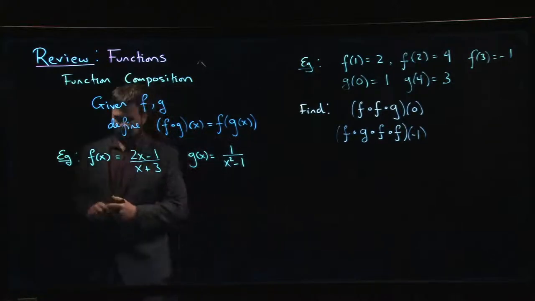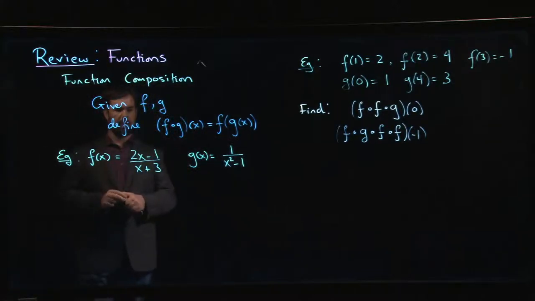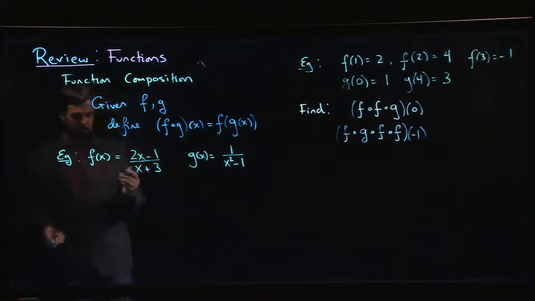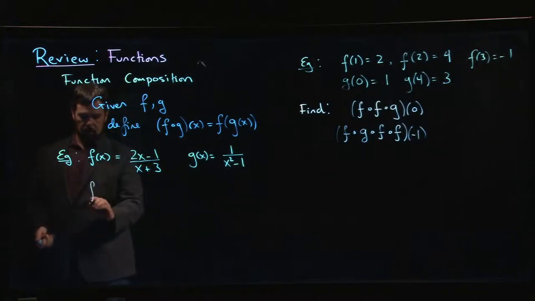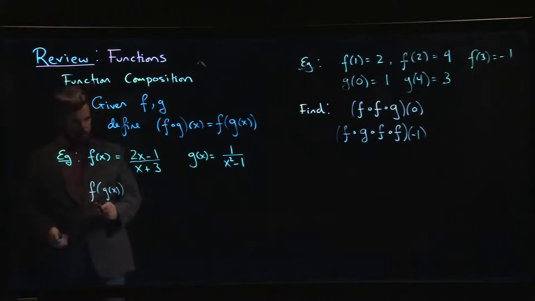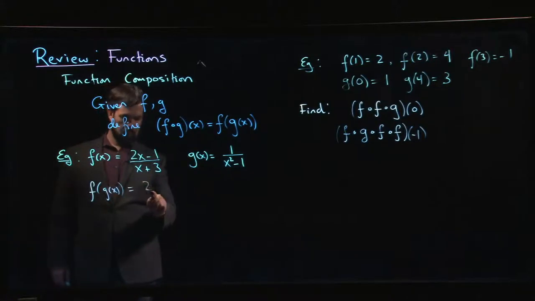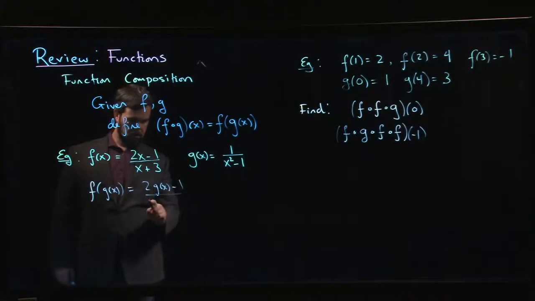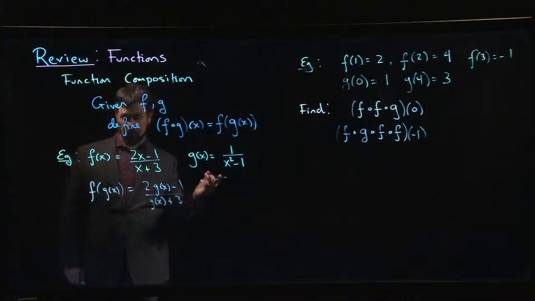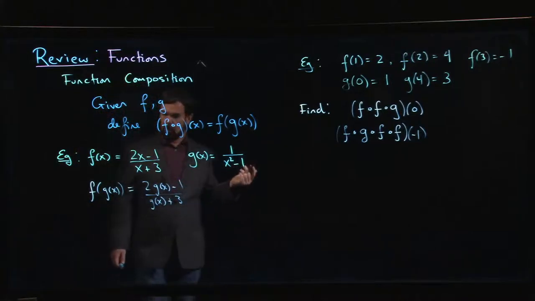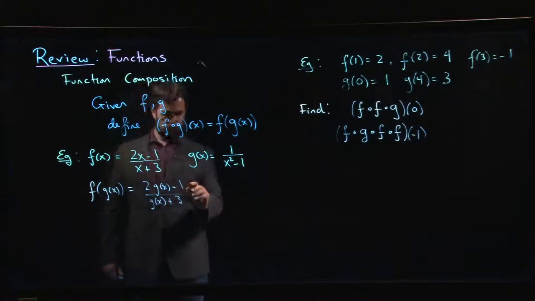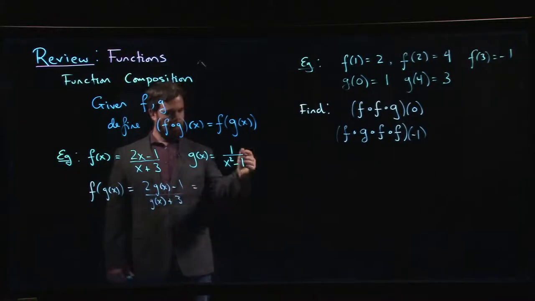Now for something like this, there's a number of compositions that you could consider here, right? I could consider f of g of x, certainly. So that would mean doing 2 g of x minus 1 over g of x plus 3. Of course, you can skip this intermediate step if you want. Sometimes it helps. And now we plug in g of x.